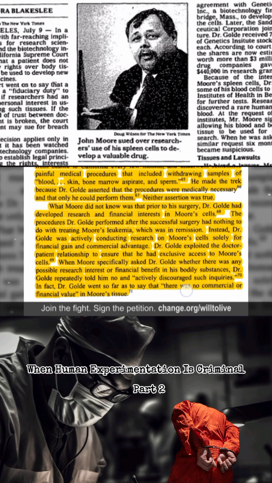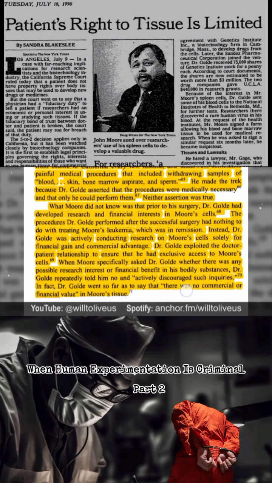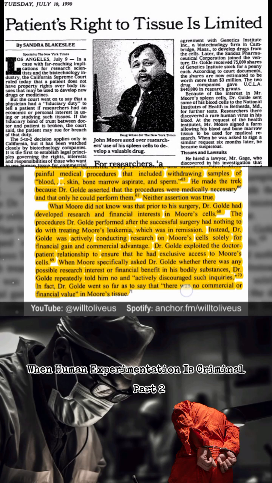What Moore did not know was that prior to his surgery, Dr. Gold had developed research and financial interest in Moore's cells. The procedures Dr. Gold performed after the successful surgery had nothing to do with treating Moore's leukemia, which was in remission. Instead, Dr. Gold was actively conducting research on Moore's cells solely for financial gain and commercial advantage. Dr. Gold exploited the doctor-patient relationship to ensure that he had exclusive access to Moore's cells.